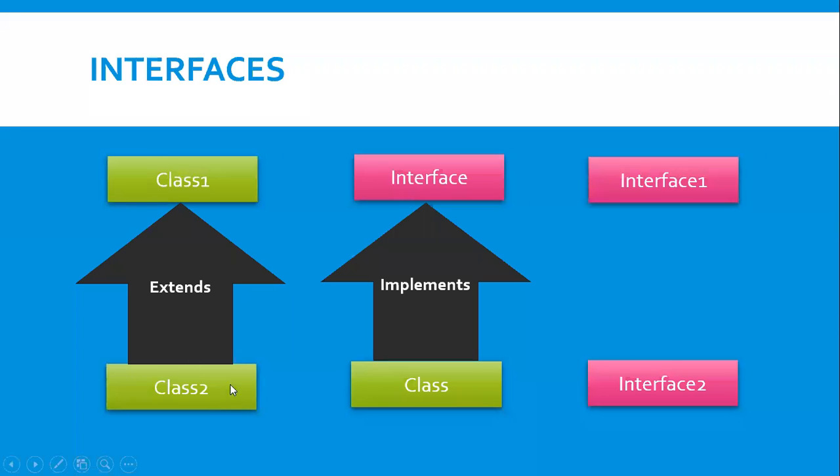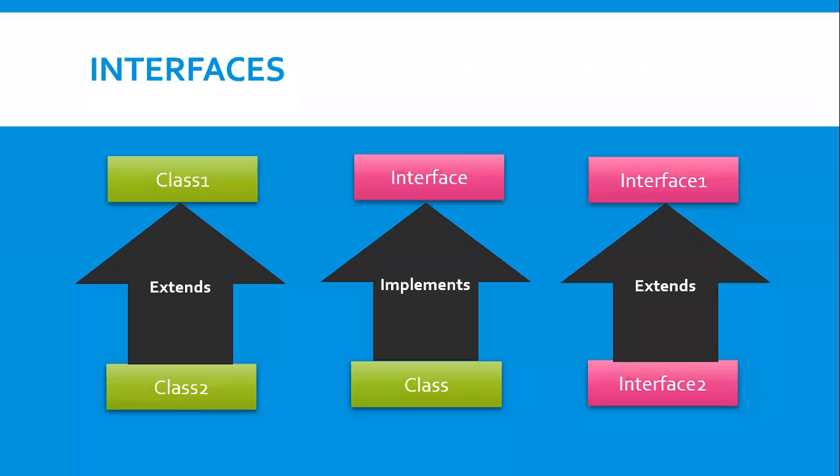What I'm saying is, if you want to perform inheritance between two classes, the keyword to be used is extends. If you want to perform inheritance between a class and an interface, the keyword you should use is implements. And if you want to perform inheritance between two interfaces, again the keyword you have to use is extends. It's a very important question. It's something you are supposed to remember, because definitely some questions may be asked on this type of scenario.